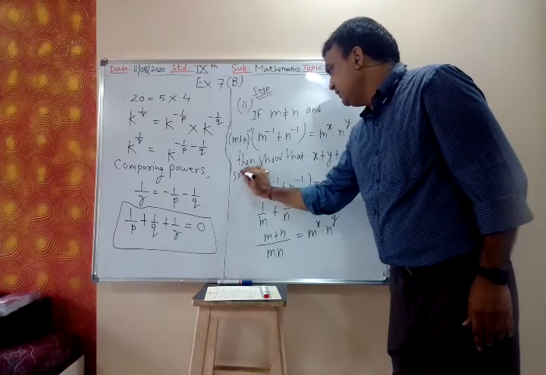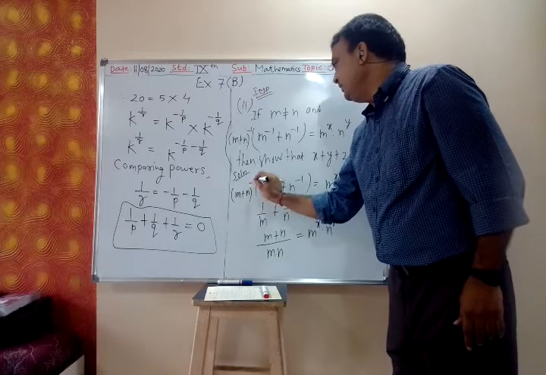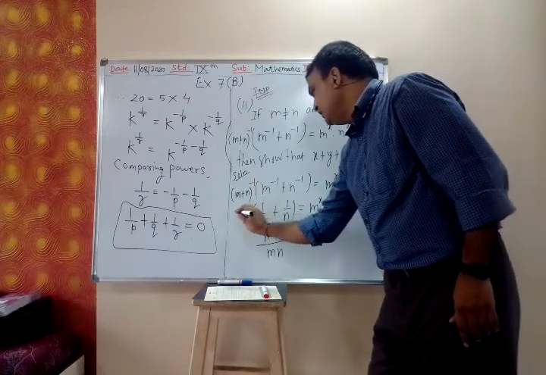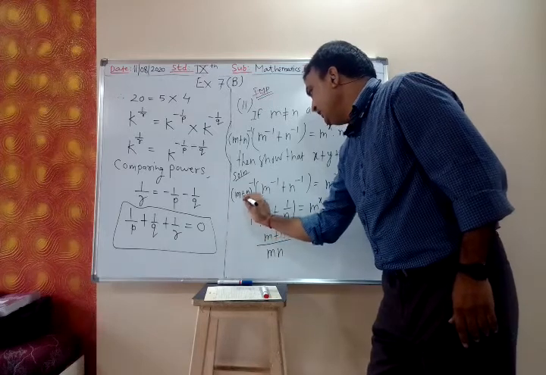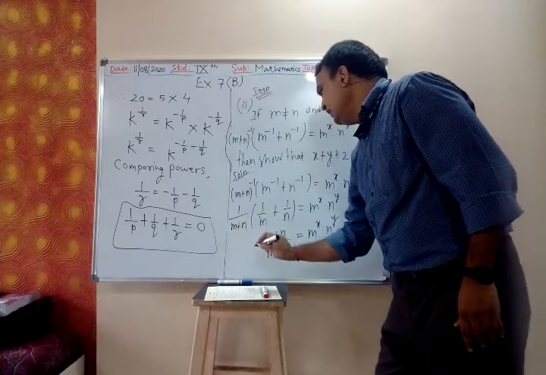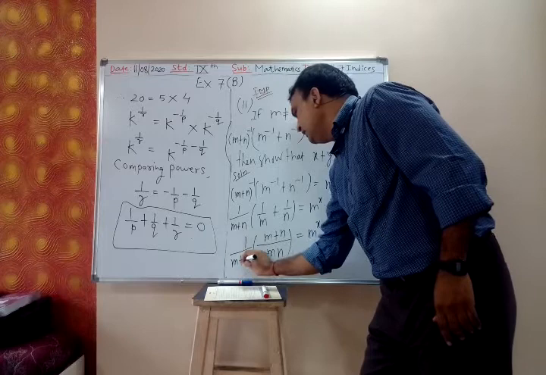All of you have the textbook, just go and check that. (m plus n) raised to minus 1. So everywhere I will write (m plus n) raised to minus 1, and I can write it as 1 upon m plus n.